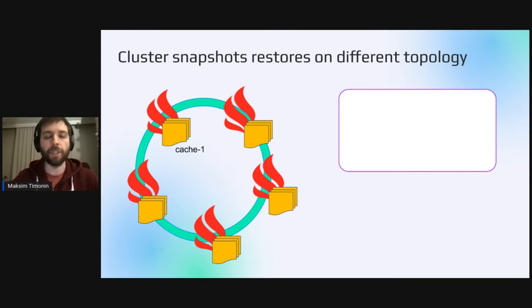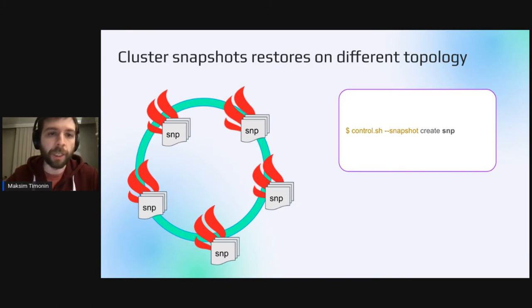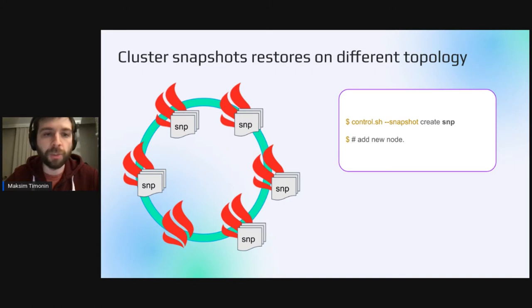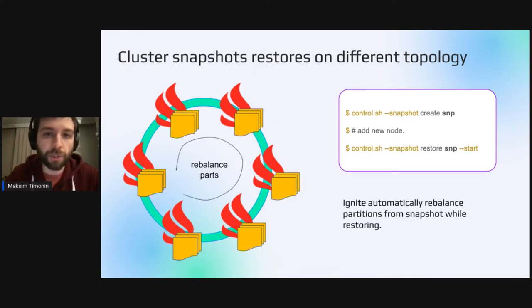The next thing I want to talk about with snapshots today is restoring on a different topology. For example, you have a cluster with 5 nodes running a cache. You create a snapshot, and after that you want to add a new data node to your cluster. You can simply run the control utility snapshot restore procedure, and it automatically finds the new distribution of partitions. It transfers all required partition files from one node to another during the restoring procedure, and after that it restores all your data for your cluster automatically.